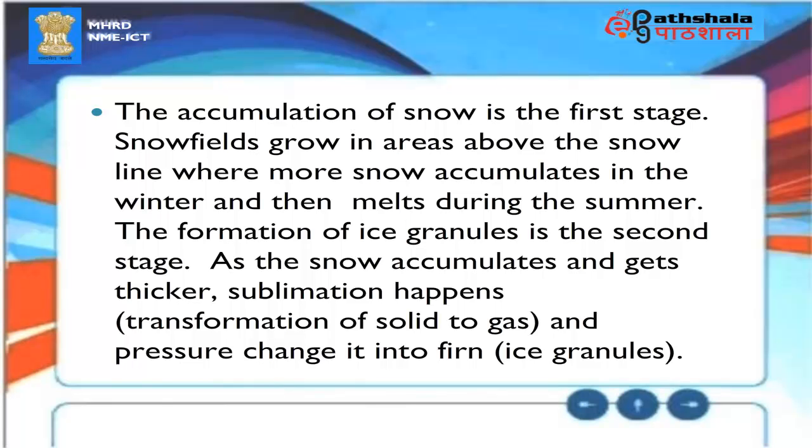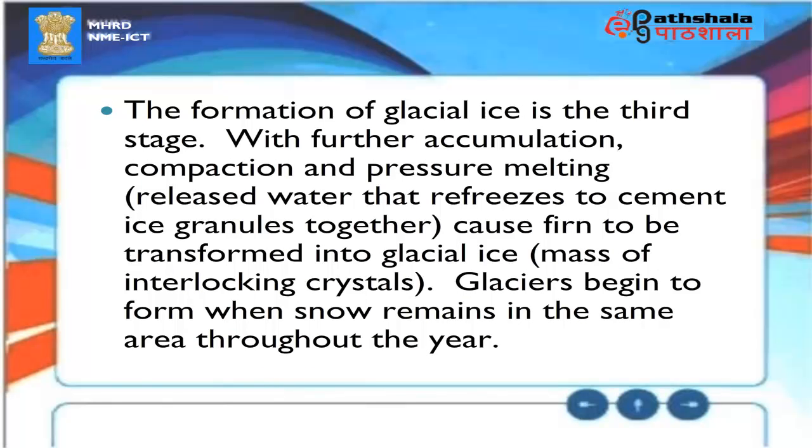As the snow accumulates and gets thicker, sublimation happens, the transformation of solid to gas, and pressure changes it into firn, ice granules. The formation of glacial ice is the third stage. With further accumulation, compaction, and pressure melting, released water that refreezes to cement ice granules together causes firn to be transformed into glacial ice, a mass of interlocking crystals. Glaciers begin to form when snow remains in the same area throughout the year.